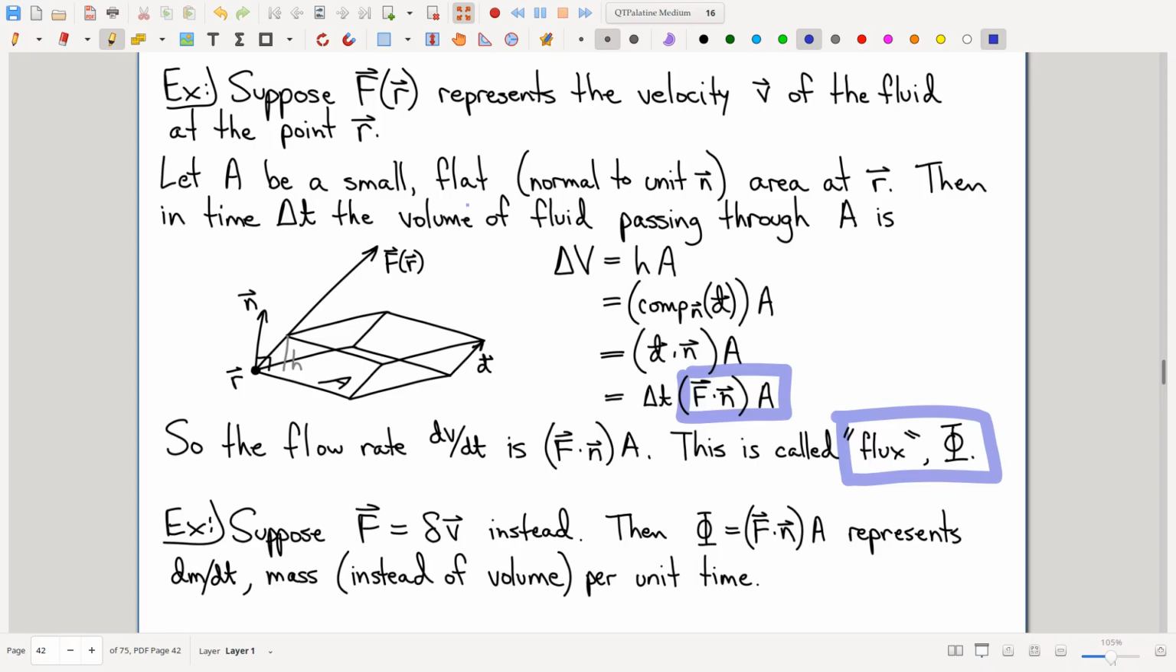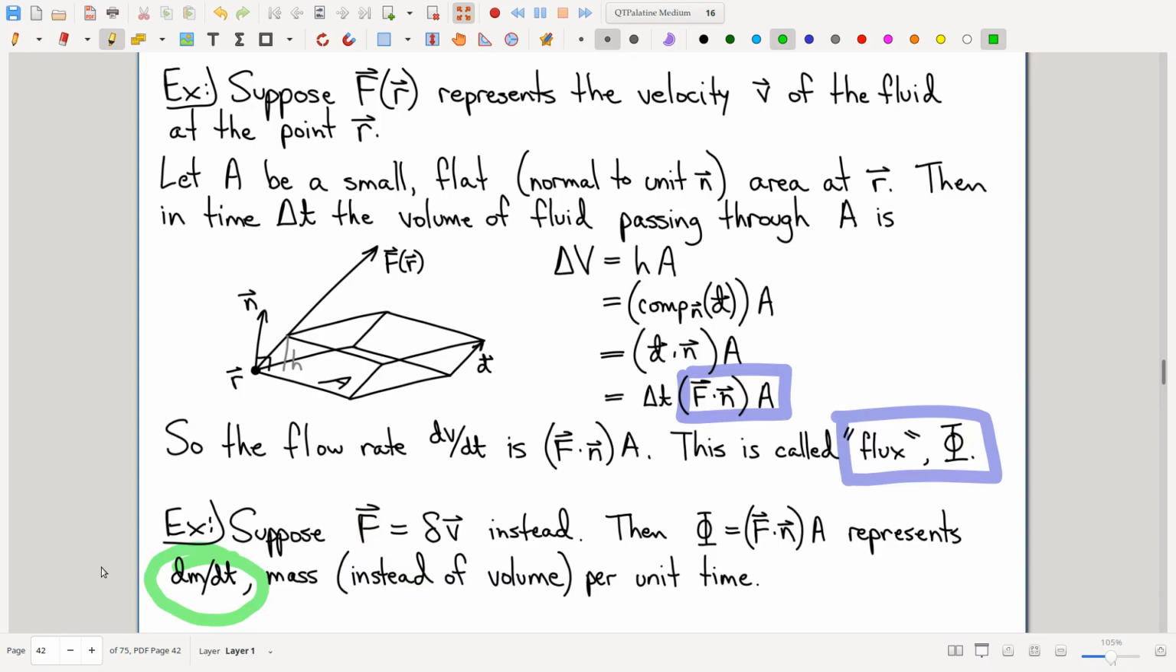What if the vector field was not velocity? What if the vector field was density times velocity? And what if you're not interested in volume per unit time? What if you're interested in mass per unit time instead of volume per unit time?